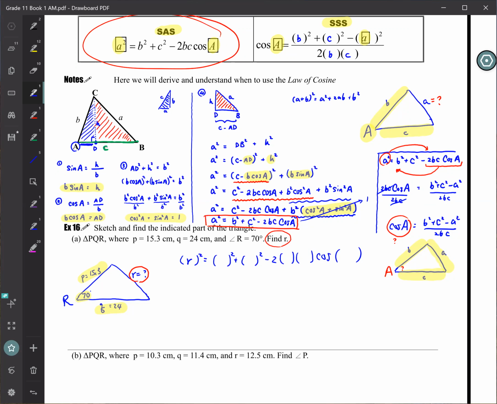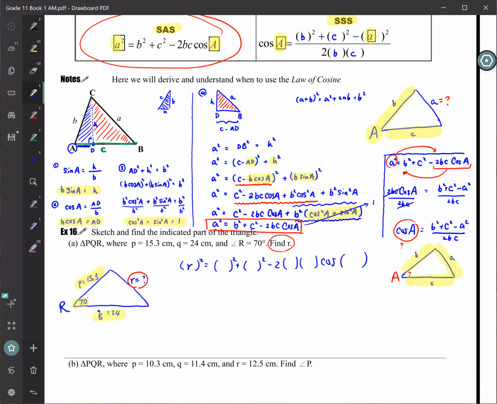Does anyone have trouble filling the numbers in brackets? Let me know. Okay, raise your hand once you got the number in the brackets.